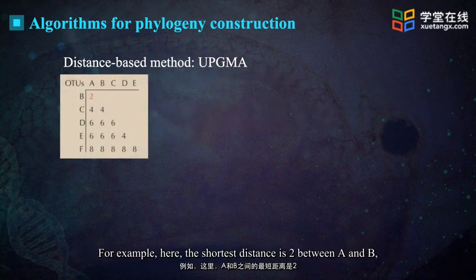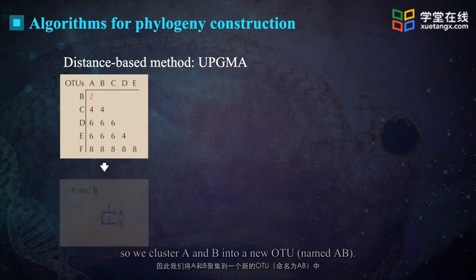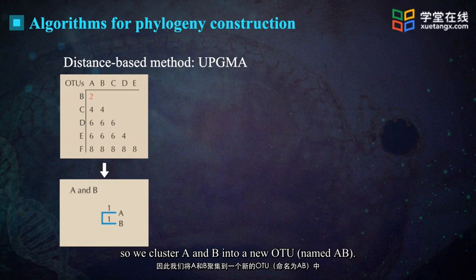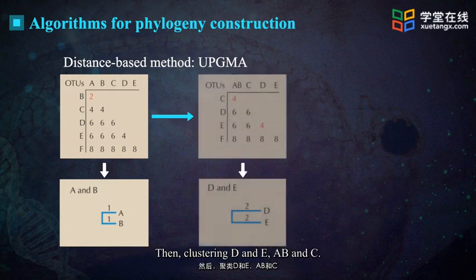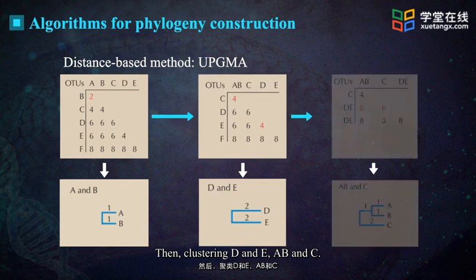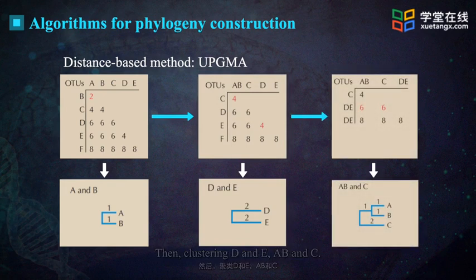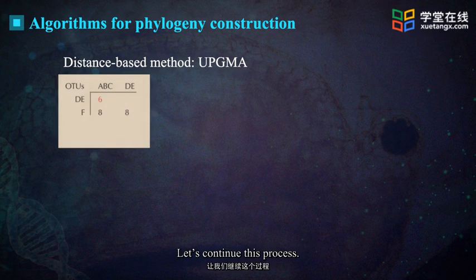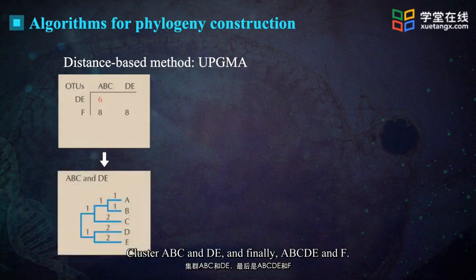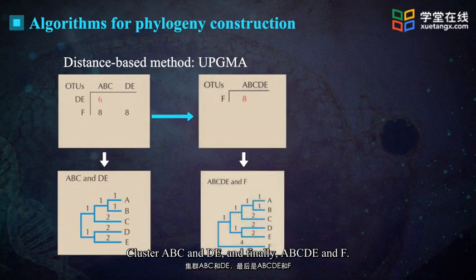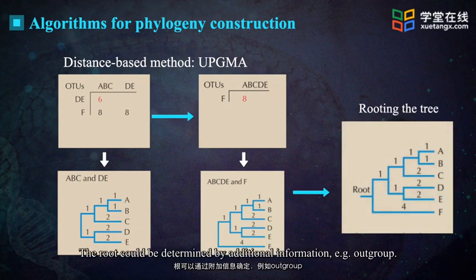For example, here the shortest distance is 2 between A and B, so we cluster A and B into a new OTU named AB. Then clustering D and E, AB and C. Let us continue this process. Cluster ABC and DE, and finally ABC, DE and F. The root could be determined by additional information, for example, an outgroup.